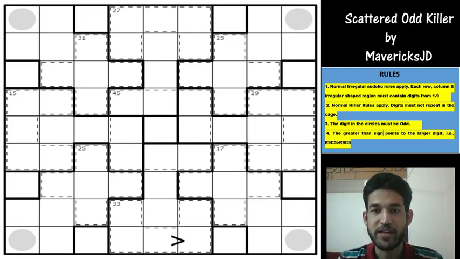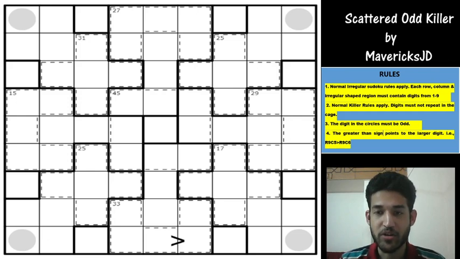Today's video will be on a scattered odd killer Sudoku created by MavericksJD. This Sudoku was sent to us by Mavericks, and it was created by the author in less than an hour, so that the author gets good while creating irregular Sudokus. There is a contest that is going to happen at Logic Masters India later this month. The name of the contest is Irregular and Twisted Classics, and that round is going to be authored by MavericksJD. So this Sudoku was created by him in less than an hour to get in touch for creating irregular Sudokus.